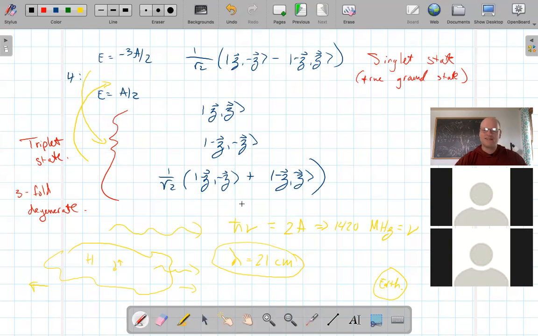But this is the 21 centimeter transition that you have, and that's between the true ground state, or the singlet state, and the excited states, which are the triplet states, due again to this hyperfine splitting, which comes down to the fact that the proton and the electron both carry magnetic moments. And then it's the interaction between these magnetic moments that gives this hyperfine splitting.